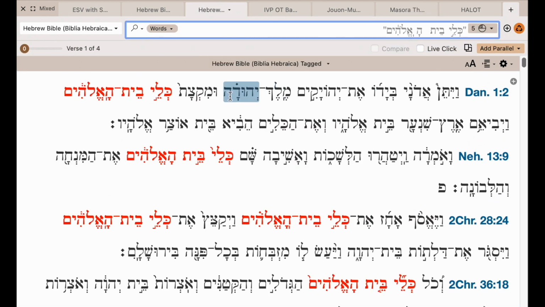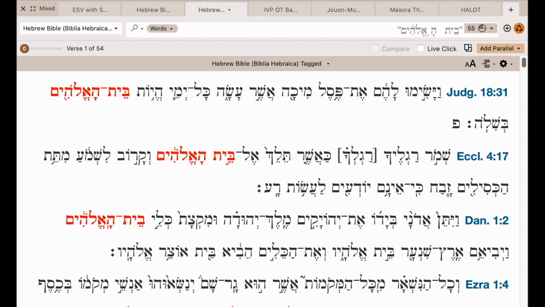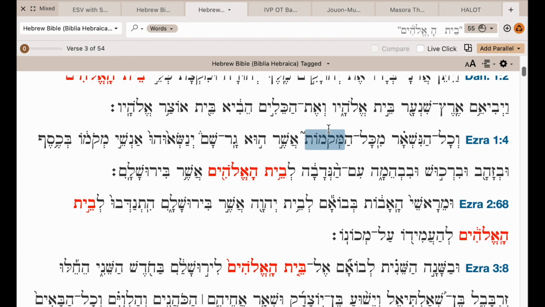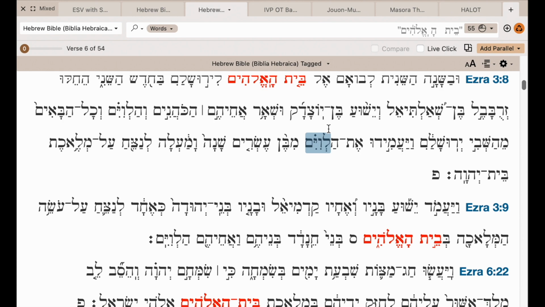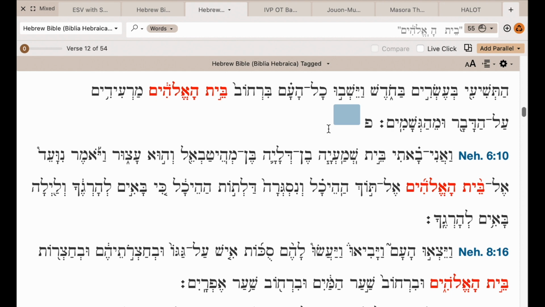We'll go over and do a little search here, and you can see here, let me zoom in. The first one is Daniel 1:2. Next we have Nehemiah 13:9. The next one is 2 Chronicles 28:24, where it occurs twice, and then 2 Chronicles 36:18, where it occurs the 5th time. But the phrase Beit Elohim occurs far more than 5 times, right? So Judges 18:31, Ecclesiastes 4:17, Daniel 1:2, Ezra 1:4, and so on and so forth. Okay, and just one after the other after the other.